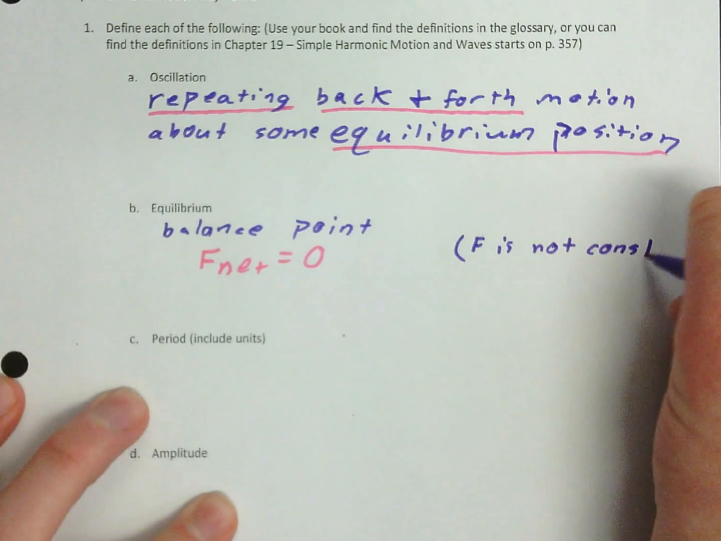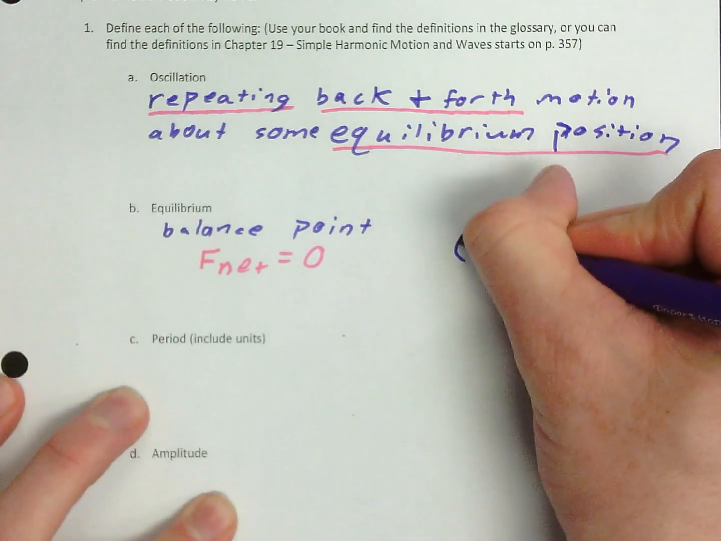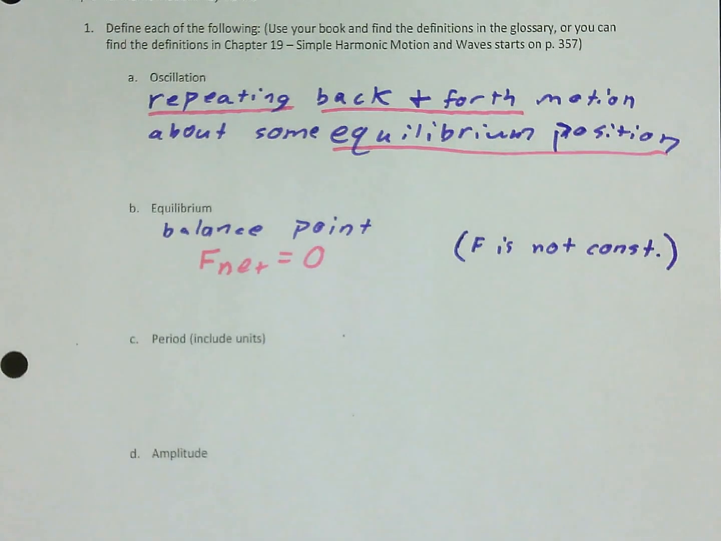This is the first unit where that's true. Every other unit, our forces have been constant. So it would be the same force pushed or pulled or friction or whatever the case may be. This is the first unit where that's not true. In this unit, the force is not going to stay the same the whole time. Now, that's not going to be a problem for us because we're generally only going to look at equilibrium and at amplitude, which we'll get to in a minute.